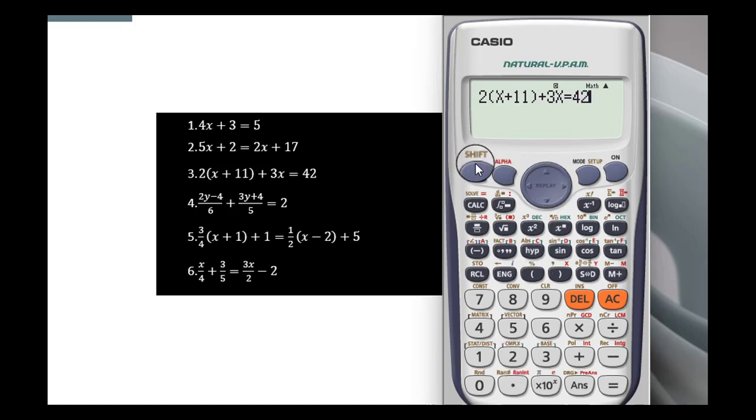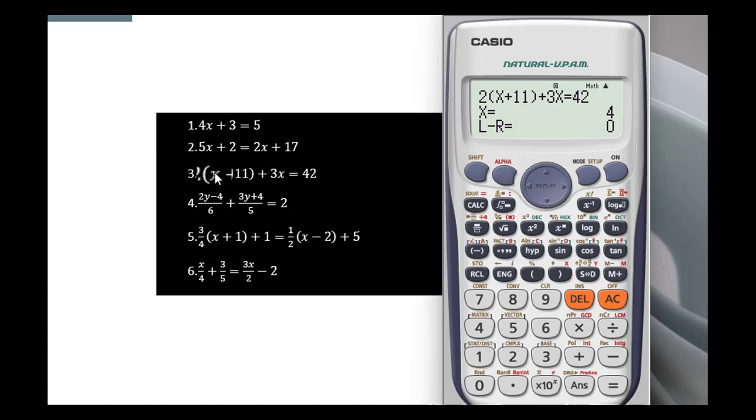Now to solve again, I press shift solve. So press that and then press this. What do you have? You see, this is the previous value for x. So we press our equal sign to get our current value for x, and that is what? X is equal to 4. As you can see, that is very easy.